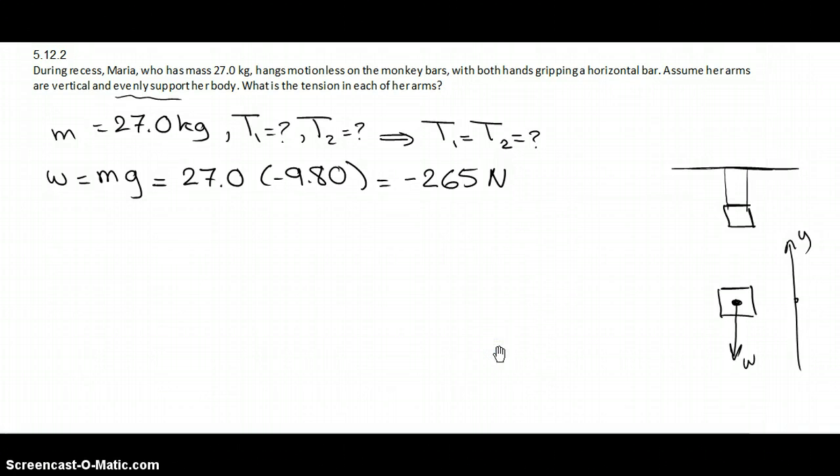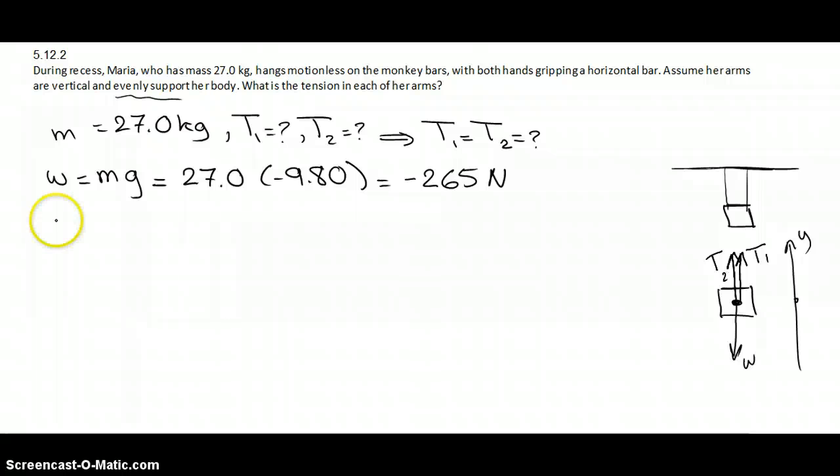Now, I'll take a look again at my figure. What forces are acting on Maria other than her weight? There is the tension force on the first arm and the tension force on the second arm. Anything else? There's no normal force because she's not resting on a surface. So that will be it.